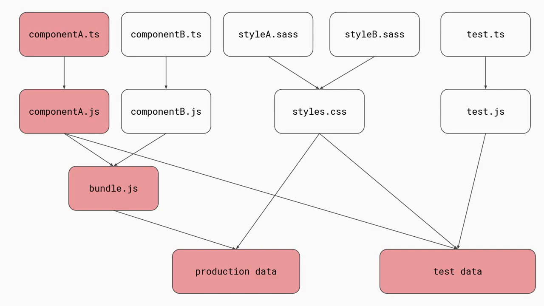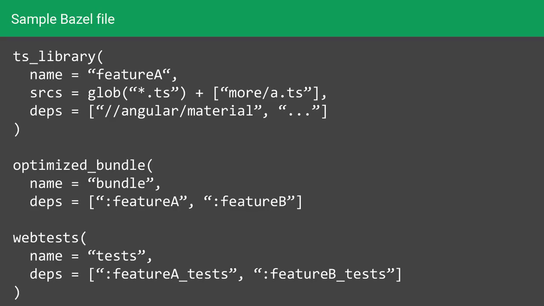So Bazel can parallelize the work and start rebuilding the style CSS in parallel with components, bundle, and only when they have to rebuild production data, you'll get the synchronization. So you get parallel builds, reproducible builds, and incremental builds in a very nice way, I think. And here's how actually the Bazel file looks like.